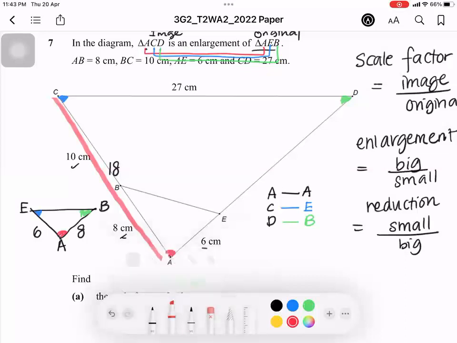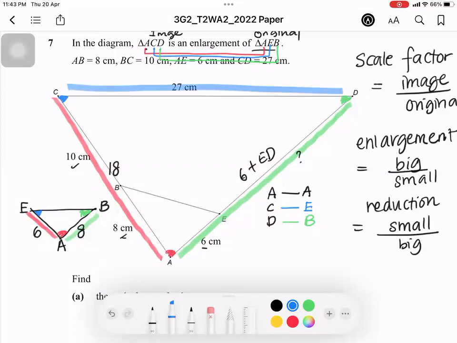Wait. So AC will match with AE. Then this whole portion, AD, will be 6 plus this portion I do not know, ED. 6 plus ED, the green one will match with the green one, which is 8 cm. Last but not least, there's a 27 cm over here. It will match with EB. So now I have all the corresponding sides.